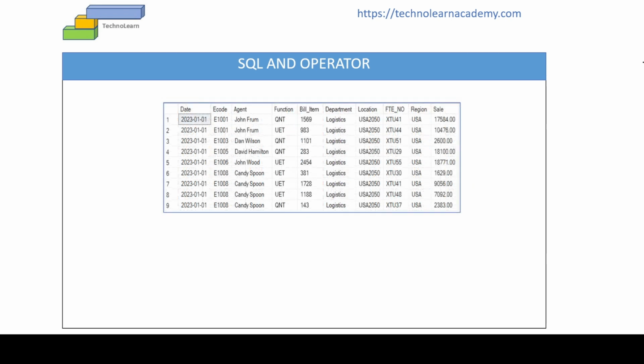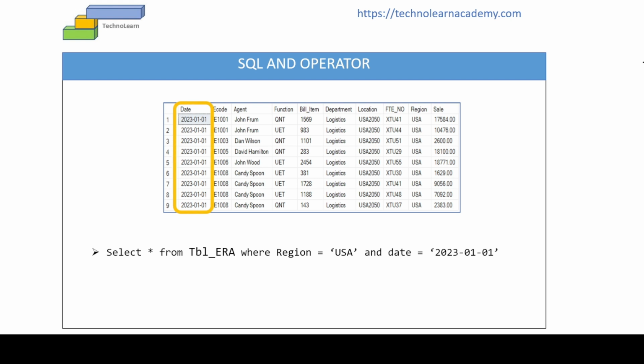Once we execute this query, the data set that will be extracted will have date 20230101 and the region will be USA only. So we executed this query where we have multiple conditions and we are extracting the data from different columns with different values. Whenever we have multiple conditions, then we always use the AND operator. Let's understand the AND operator with a practical example.